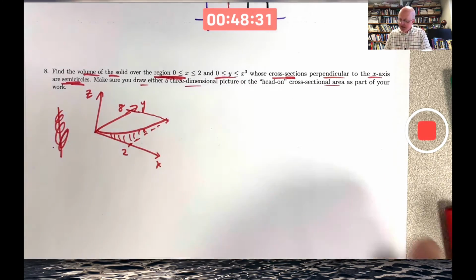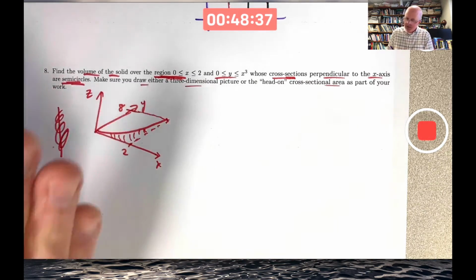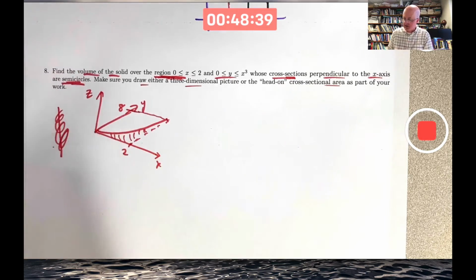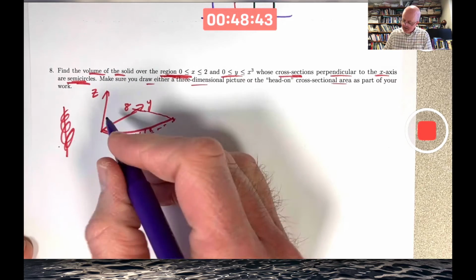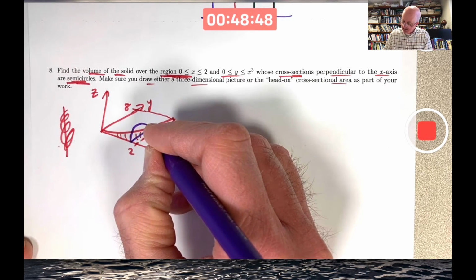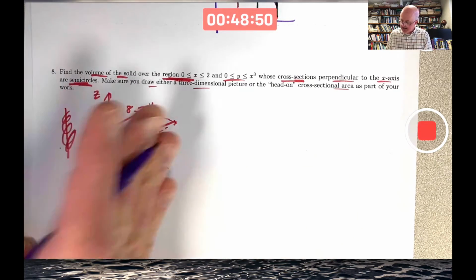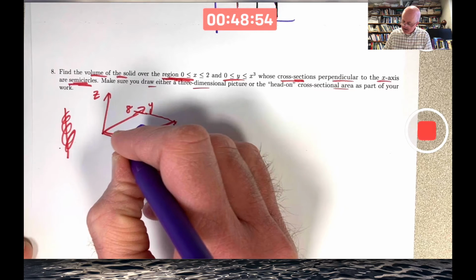And we're defining a solid, a three-dimensional object, whose base is this region, and whose cross-sections perpendicular to the x-axis, if you cut the cross-sections with a knife perpendicular to the x-axis, are semicircles. Like, for example, there's an example of one semicircle that is perpendicular to the x-axis. That's one of the slices. Another slice might look like this. Another one looks like this.